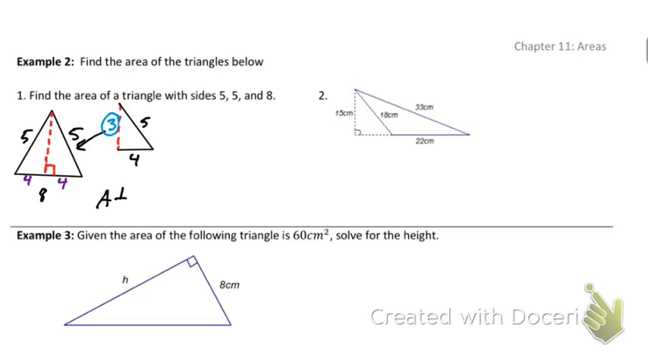So I'll have area equals half of our base, which is 8, times our height, which is 3. Well, that's going to equal 12 units squared.